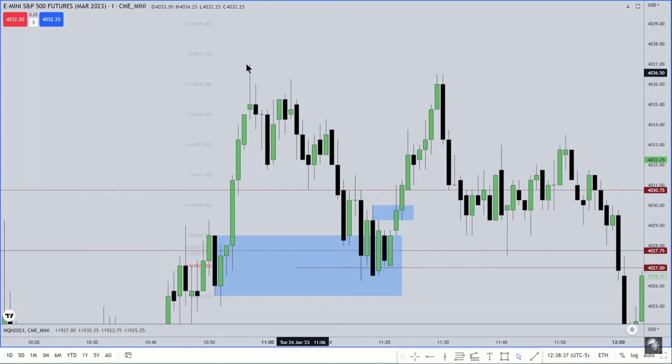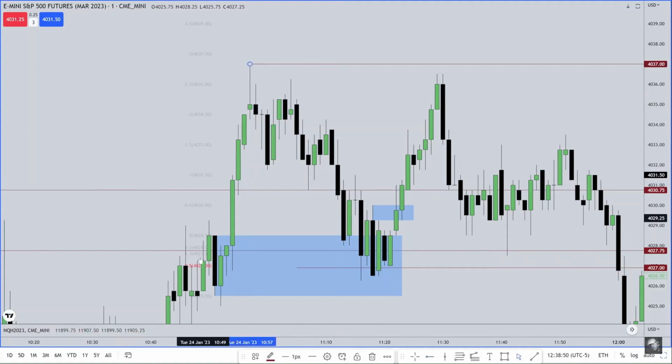The run in price here, you have several things you can look at. You have the buy side relative equal highs here.